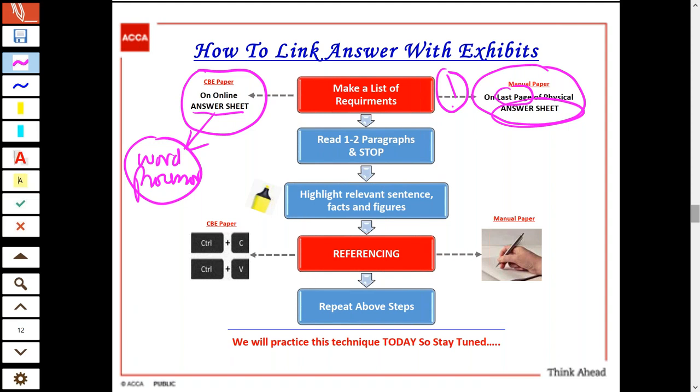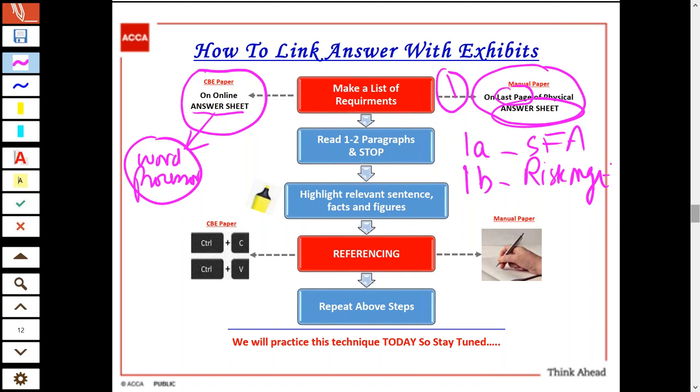So I suggest that on your answer sheet, on the last page, just mention on the top rough working to be ignored, and make a list of requirements on the last page. All you need to do is write the question number. For example, question number 1A, the topic is SFA. 1B, the topic is risk management, and so forth. You don't write the entire requirements, obviously, because we don't have time, but at least make a table of contents or a very small summary of the requirements.